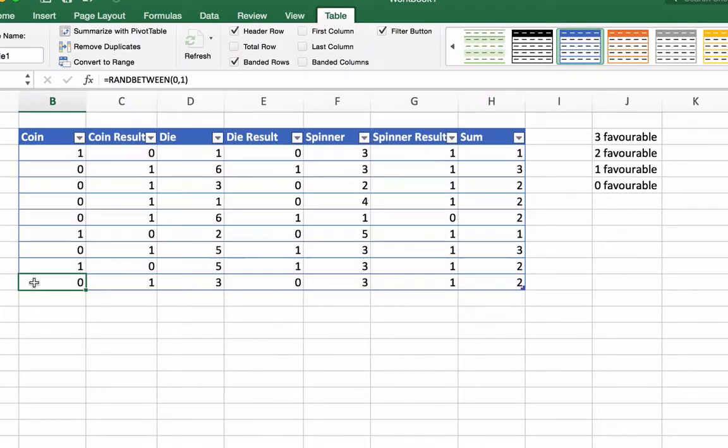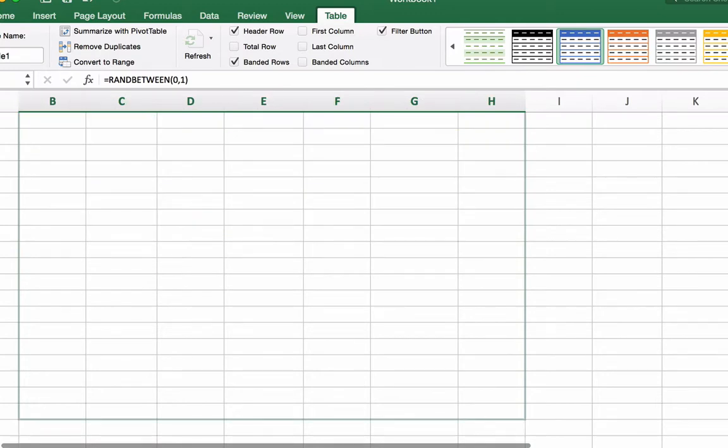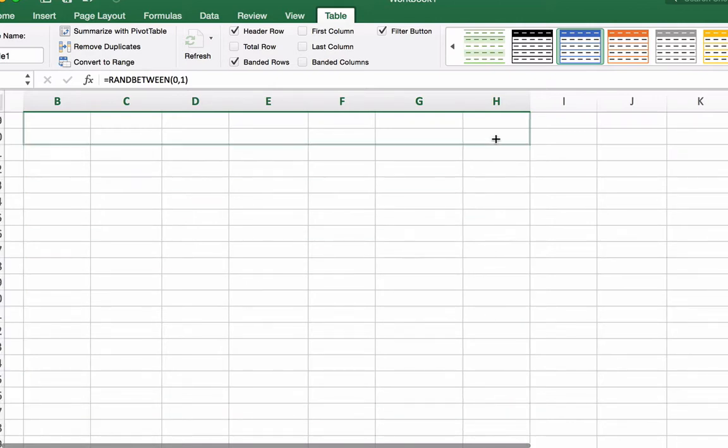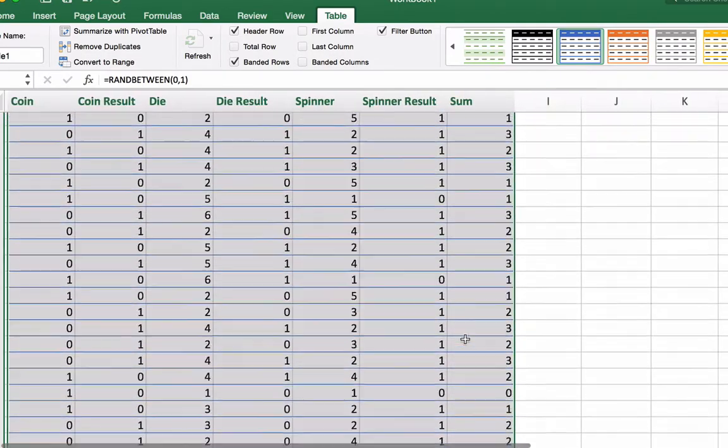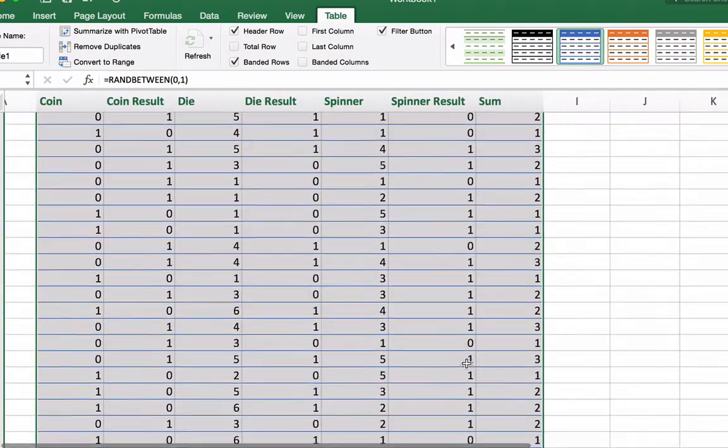Now, I'm going to format this as a table. So I'm going to copy this down to cell 1003. Sorry, 1002, I think will give me 1,000 results. And I'm going to format this as a table.